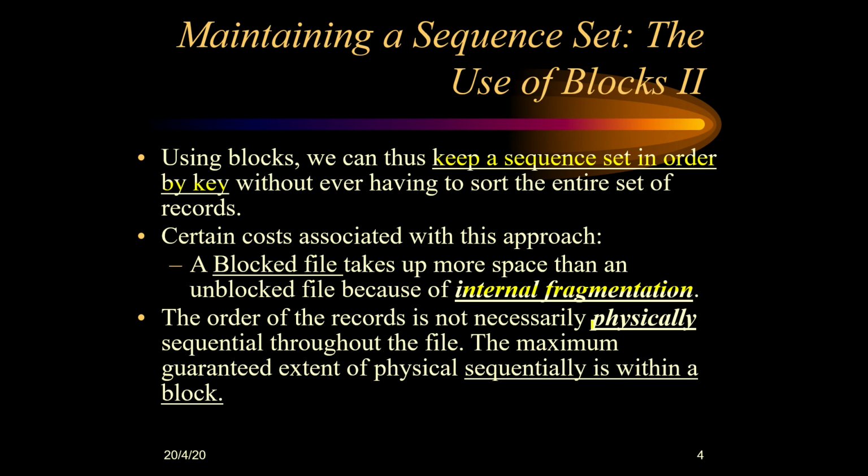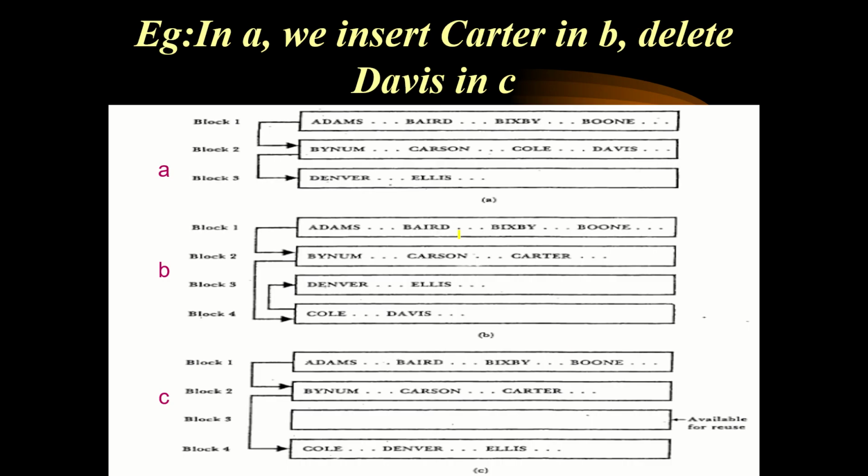Physically, a file containing blocks is not ordered sequentially. But the blocks, and the records within a block, are actually ordered sequentially, or in an ordered manner. Now this is an example which explains how indexed sequential access works. The first one, A, shows a set of records.